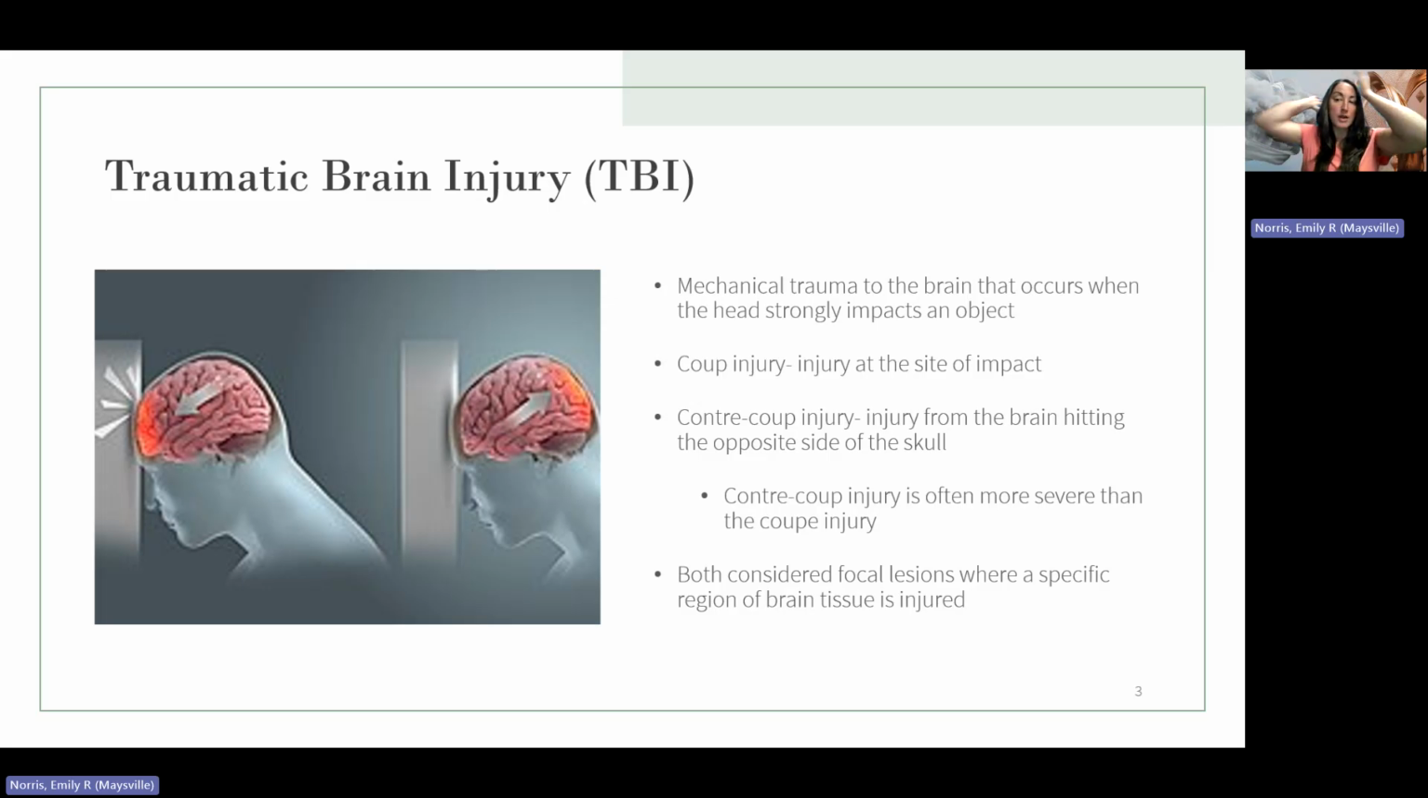And so there's often two areas of injury. And the countercoup is often the most severe injury, where the brain has hit the inside of the skull. But both are considered to be focal lesions, where a specific region of the brain is injured. So these could happen when the head actually hits an object or when an object, like a baseball or something, hits the head. It can also happen when the brain is shaken forcefully, even if something doesn't directly hit the head.